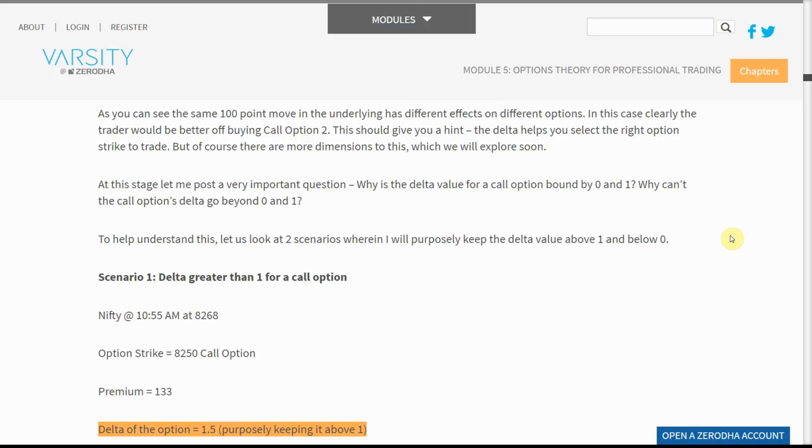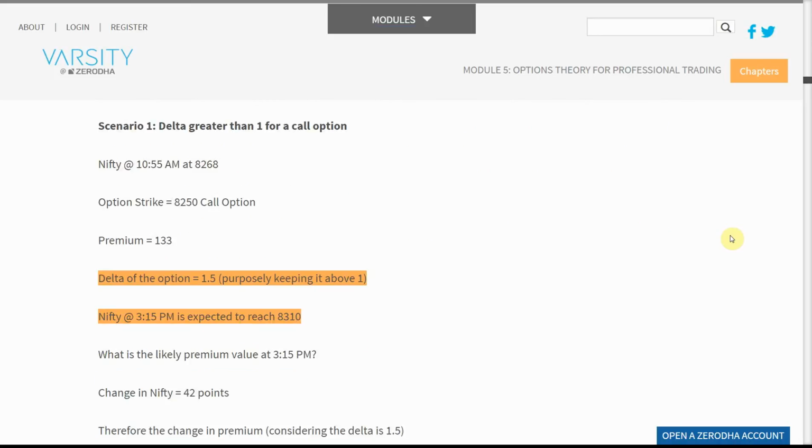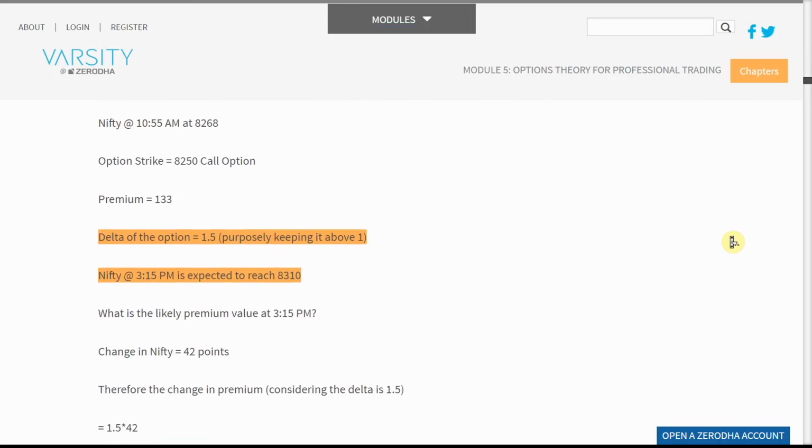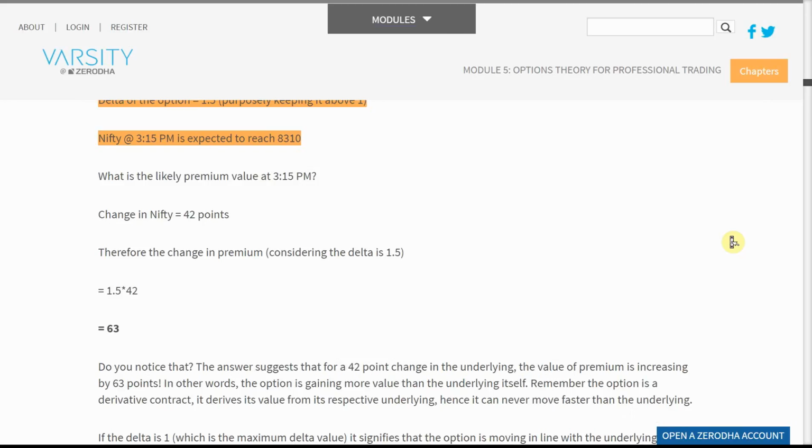Scenario 1. Delta greater than 1 for a call option. Nifty at 10:55 a.m. at 8,268. Option strike = 8,250. Call option. Premium = 133. Delta of the option = 1.5, purposely keeping it above 1. Nifty at 3:15 p.m. is expected to reach 8,310. What is the likely premium value at 3:15 p.m.?